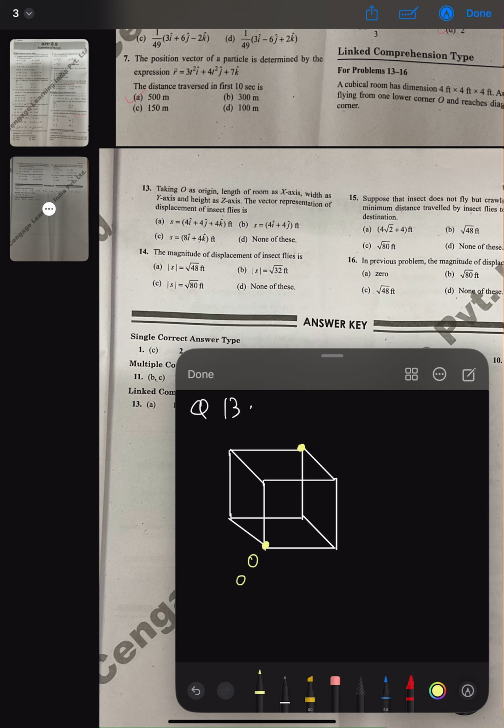So one axis will be x-axis, this is x. This will be y-axis, and you can take this as z-axis. Whatever you want, you can see there are three axes. You can take each as one of the axes: x-axis, y-axis, and z-axis.